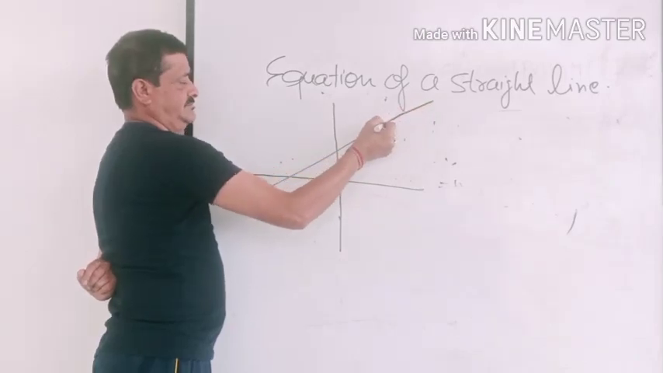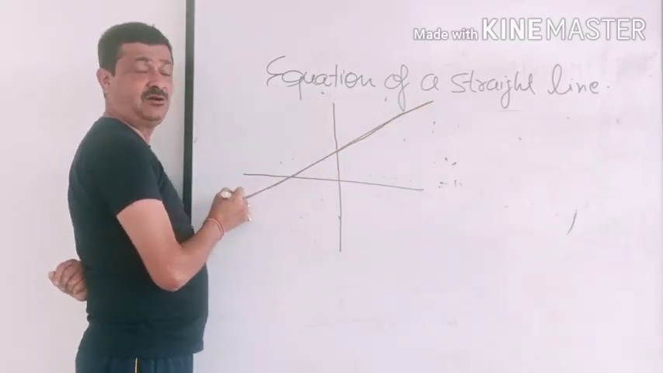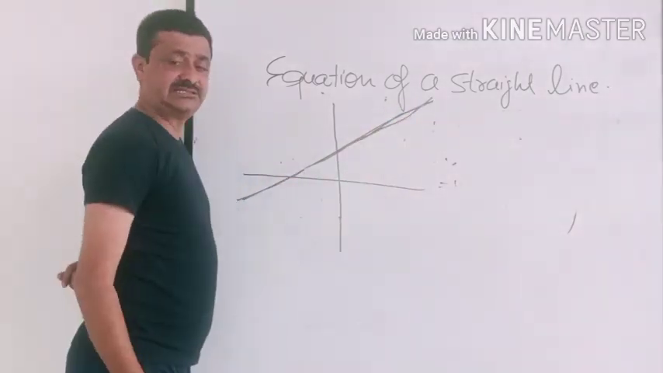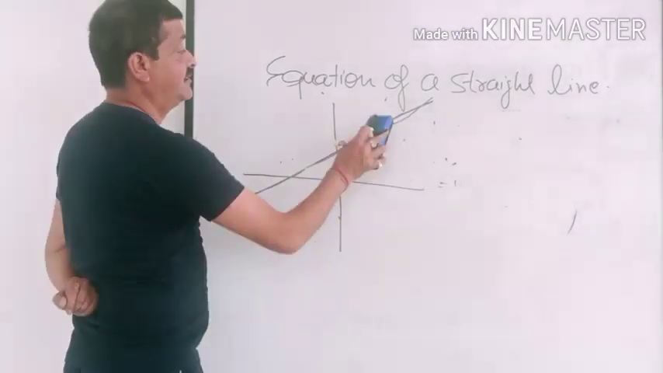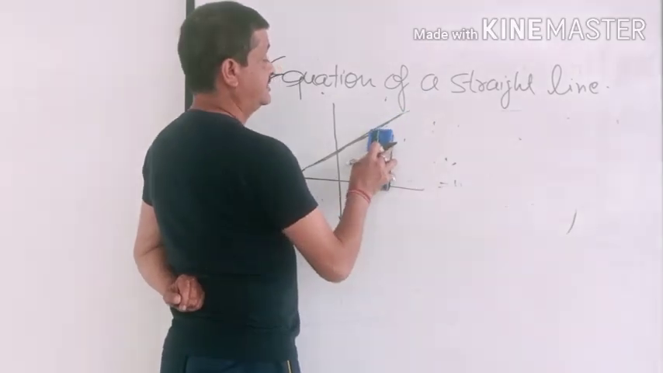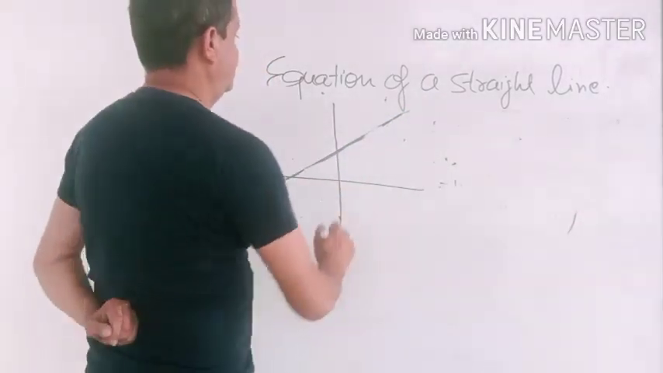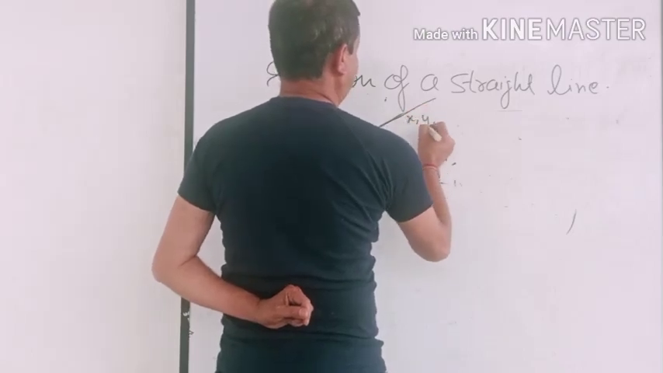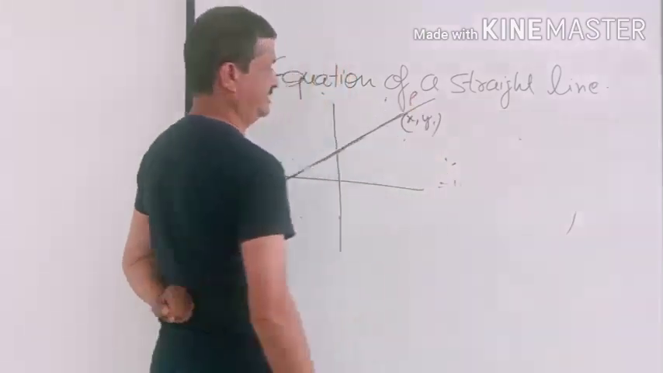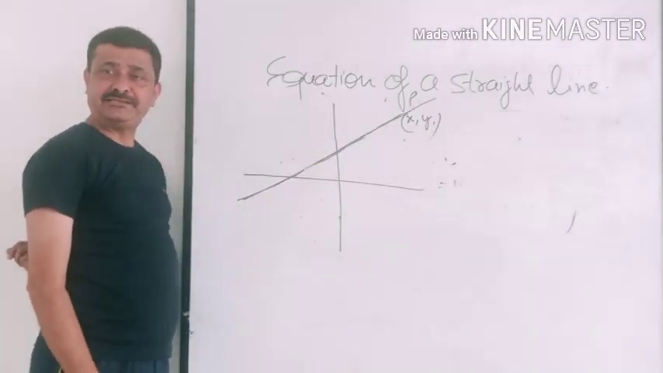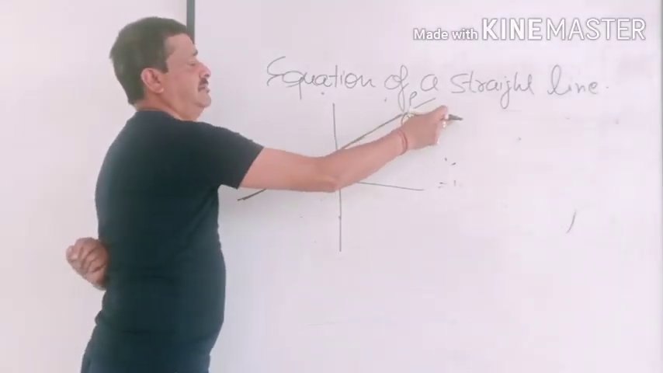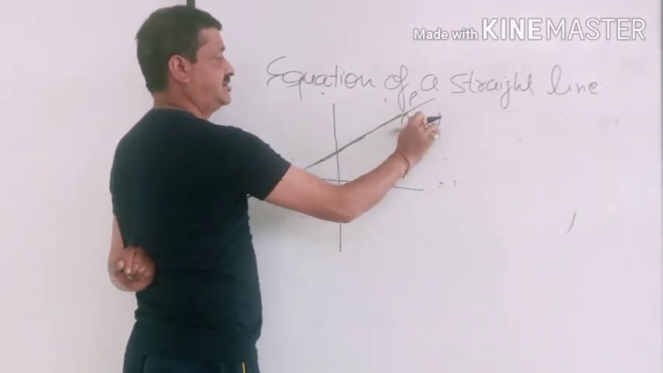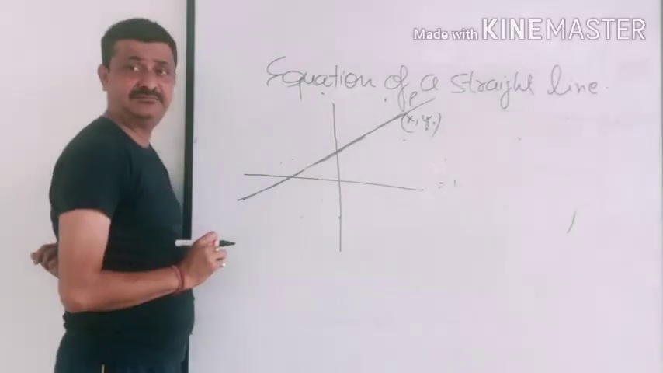This is a straight line. Clear? Our work is to find out how the coordinates in this straight line connect. So I am just taking a point having the coordinate x y. It means I have to find out the relation between x and y. The relation between them is the equation of the straight line.